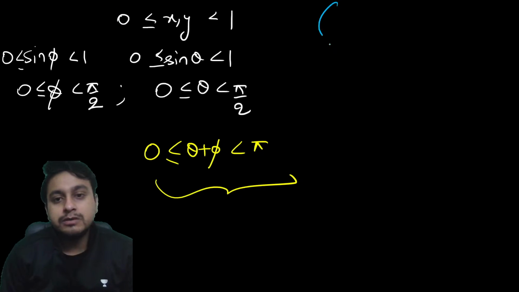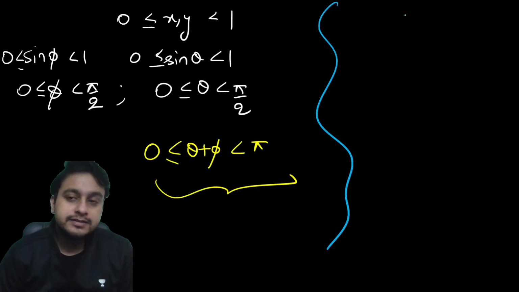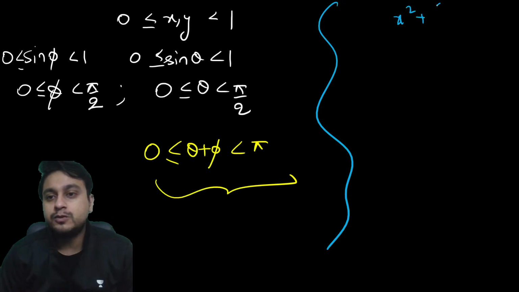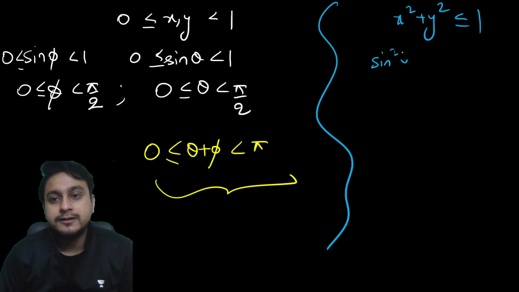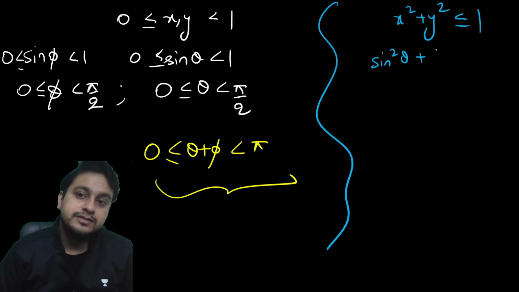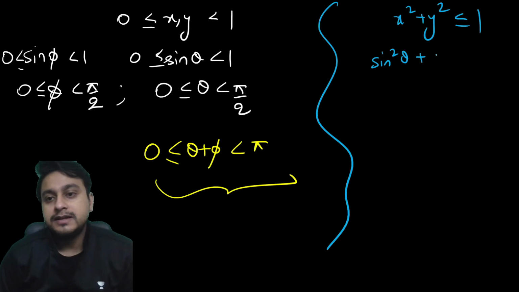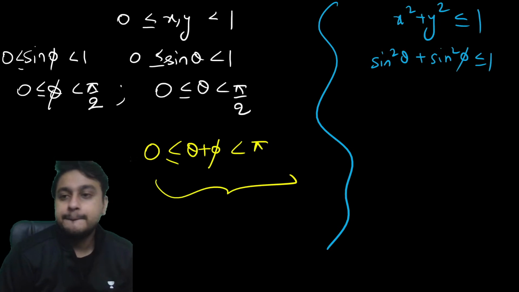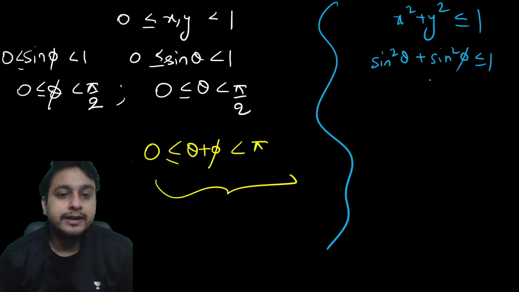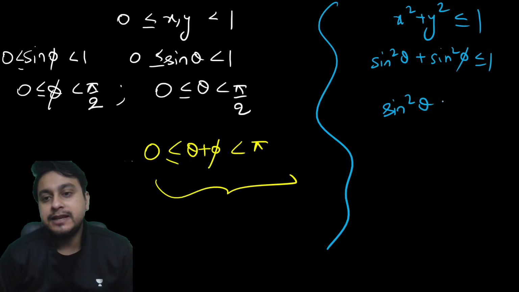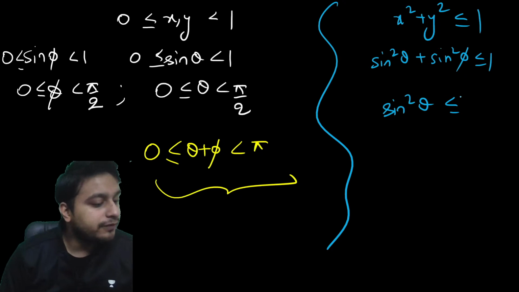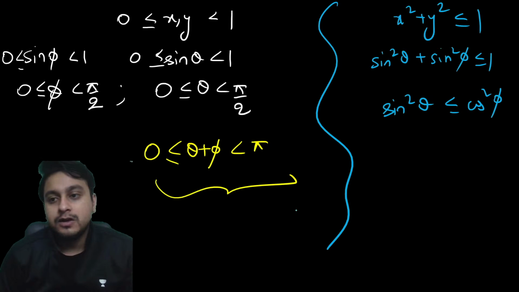So guys, I'll apply that one more condition. That is x square plus y square should be less than or equal to 1. So let's apply that. What will we get, guys? We'll get sine square theta plus sine square phi will be less than or equal to 1. Absolutely. So from there, this will go to that side. We'll get sine square theta less than or equal to 1 minus sine square phi. That will become cos square phi.